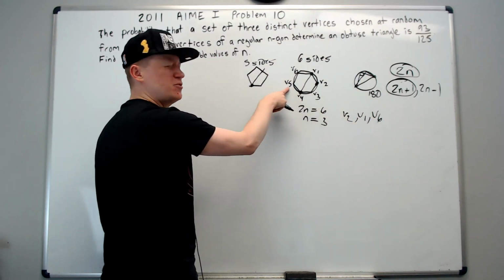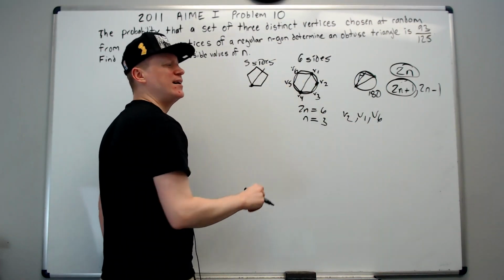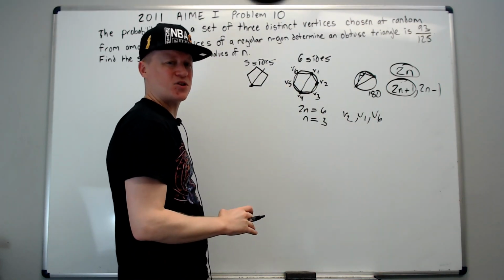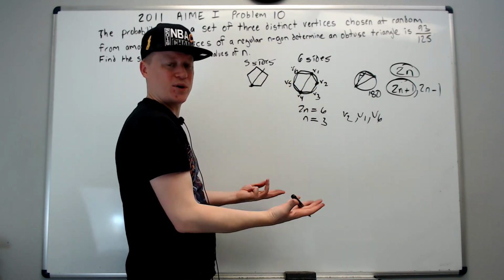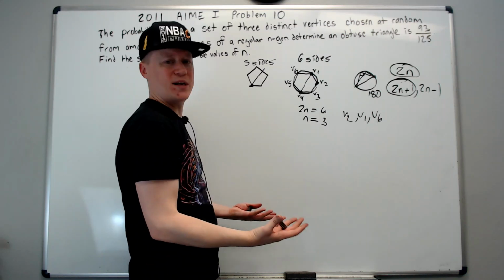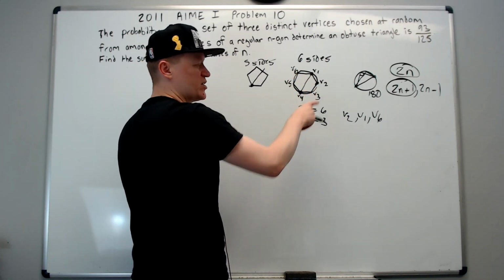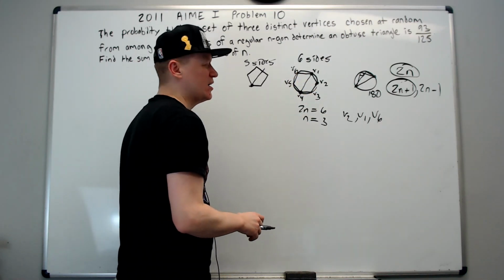I can't choose V5 in a hexagon because it won't make an obtuse triangle. Then I would have V2 and V5, which are opposite points of a diameter, and therefore would create a 90-degree angle no matter which other point I used. So we don't want to do that.